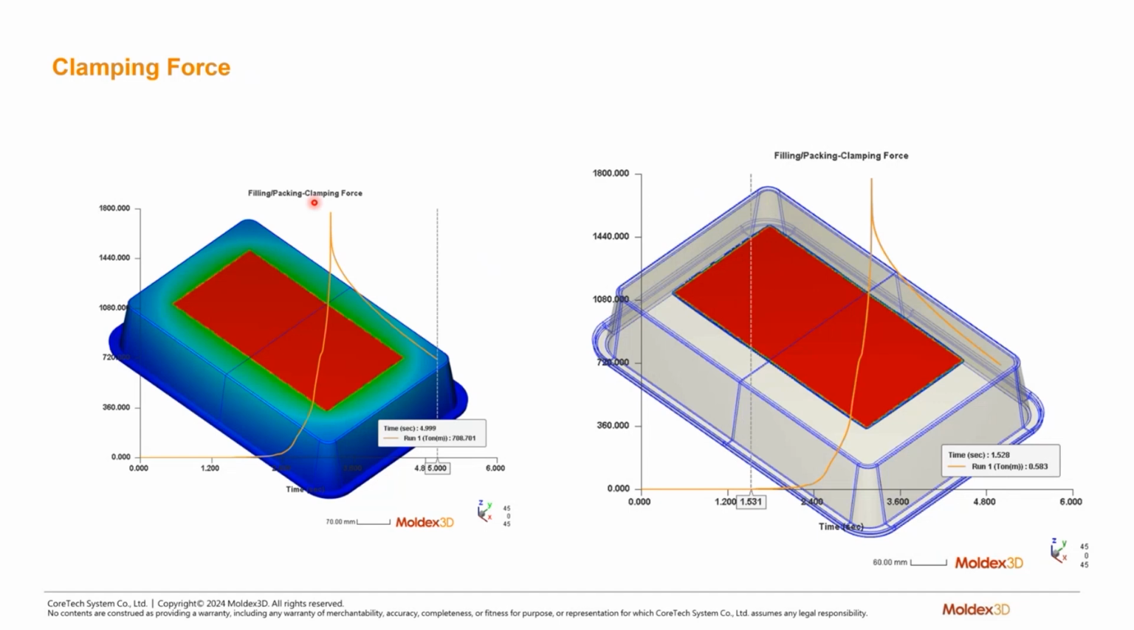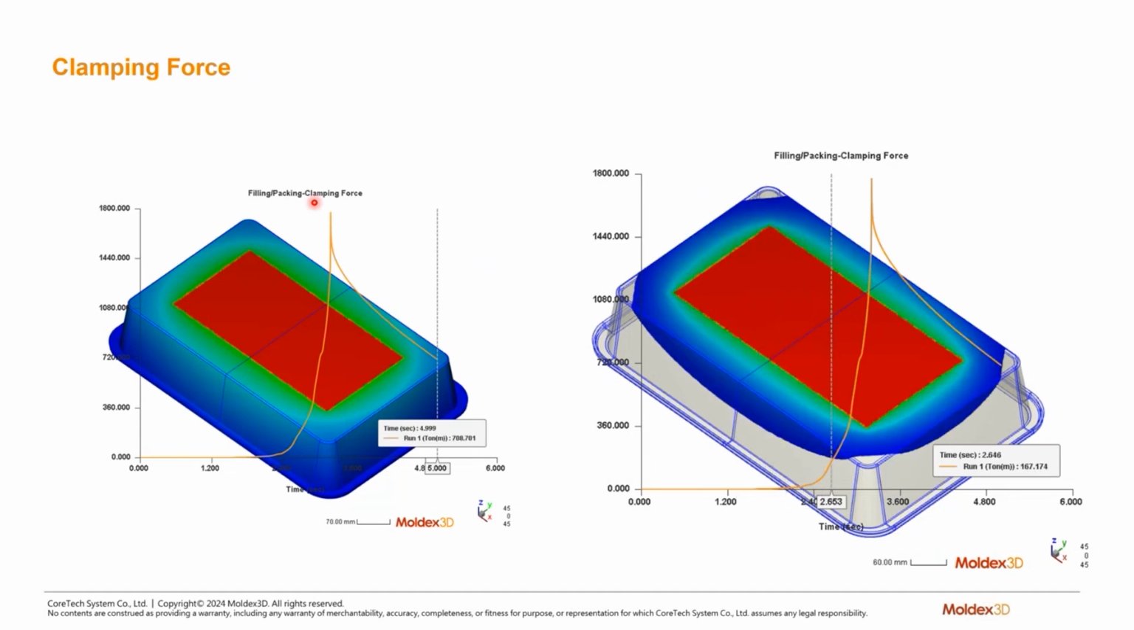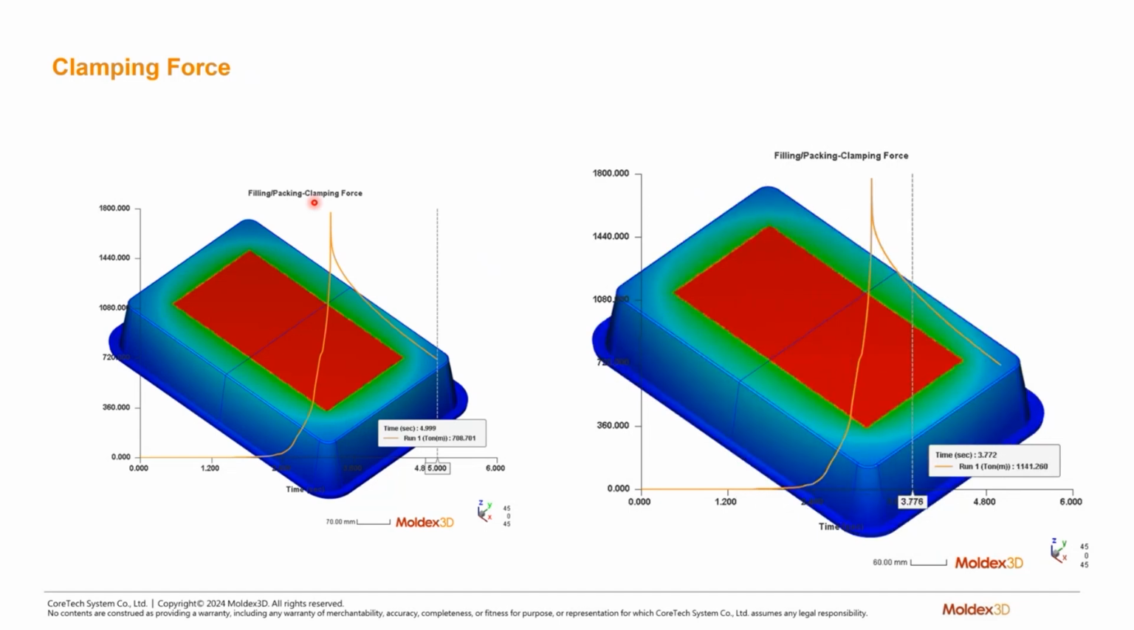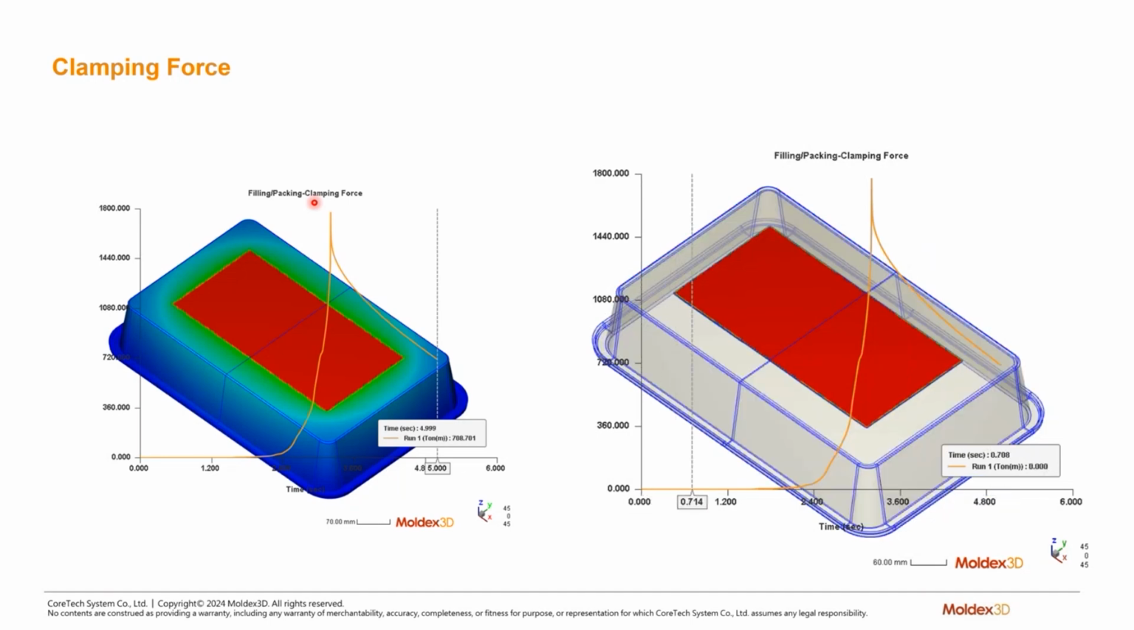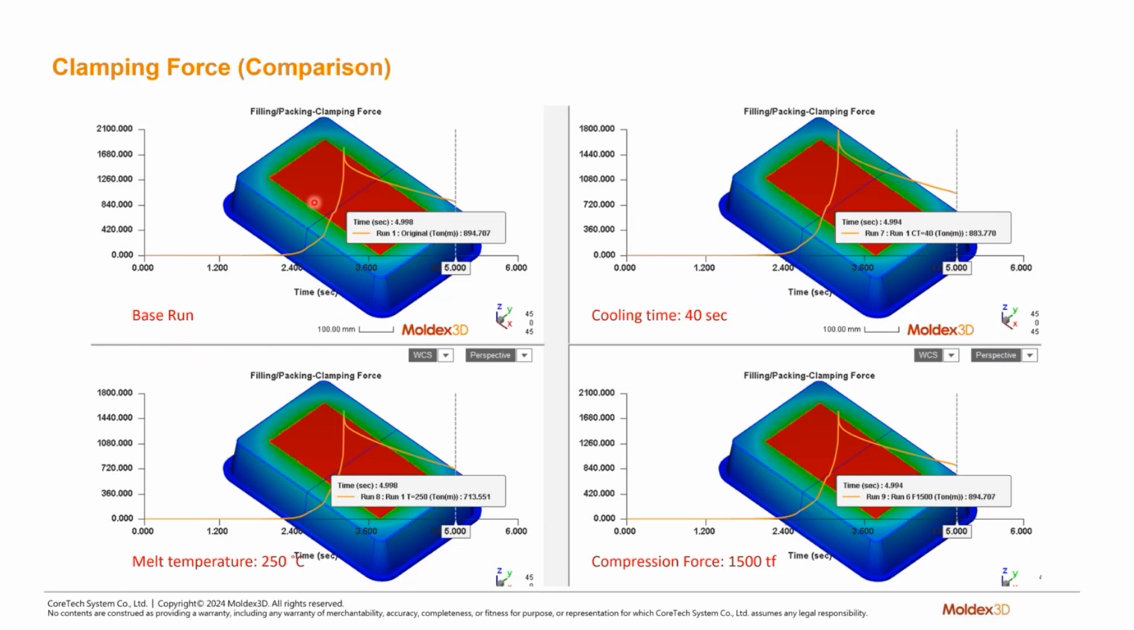In Moldex3D results, you can also see the clamping force. So this is the comparison table. Here you can also see that if we change to a higher melt temperature, the clamping force is lower than the other 3.